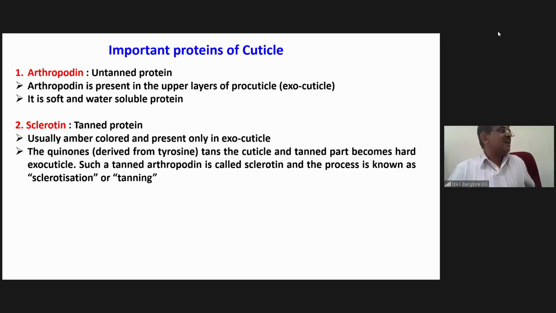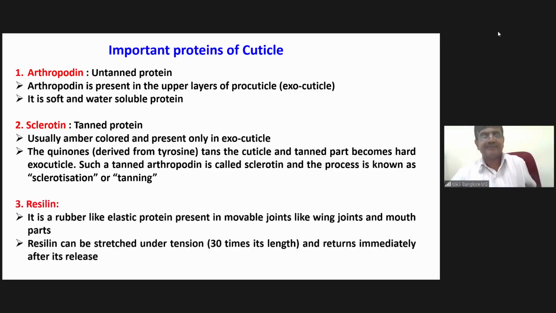So sclerotization is the hardening of the cuticle. Tanning is the darkening of the cuticle.